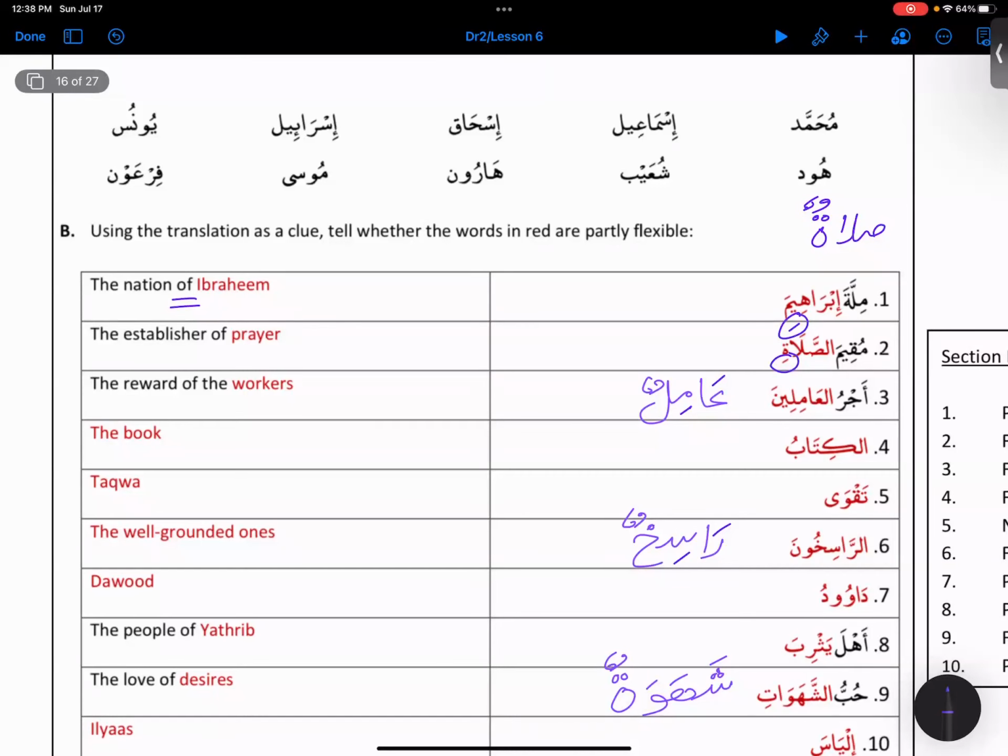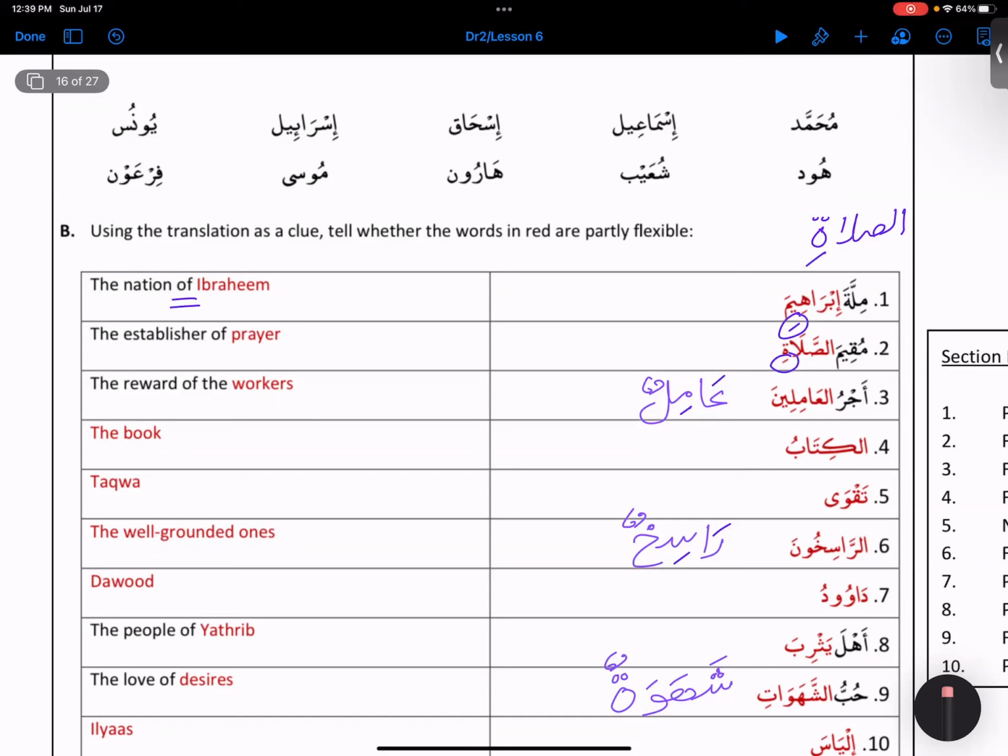And then we have Al, right? So this is Salati. Fully flexible. Okay, then we have Ajrul Amilina. Again, the reward of the workers. So that should be jar status.